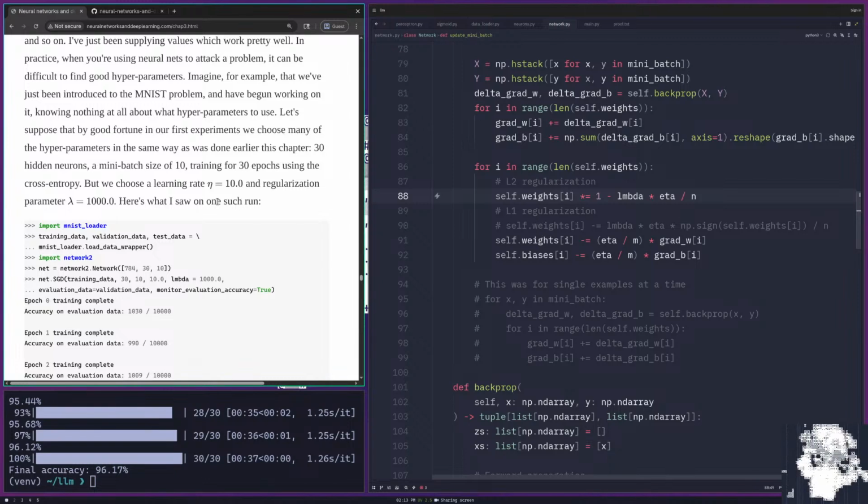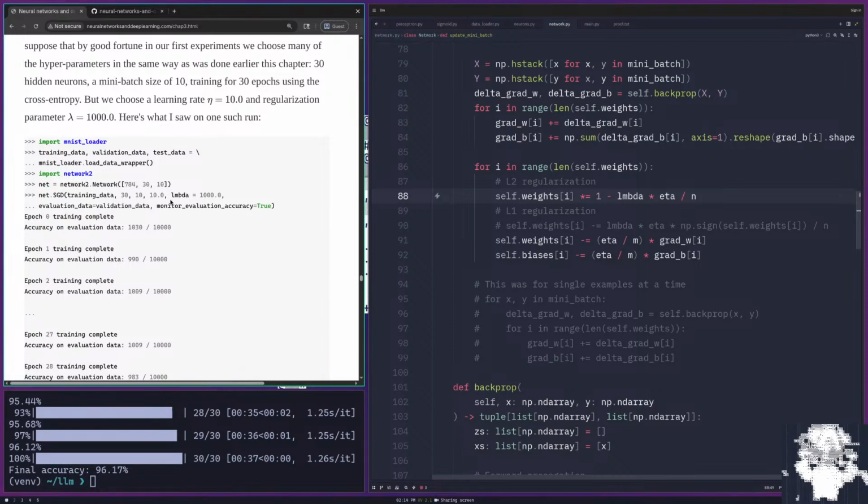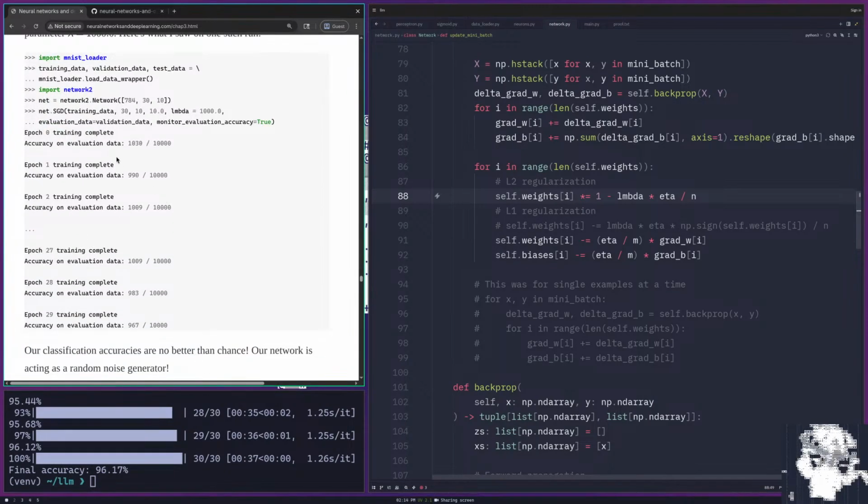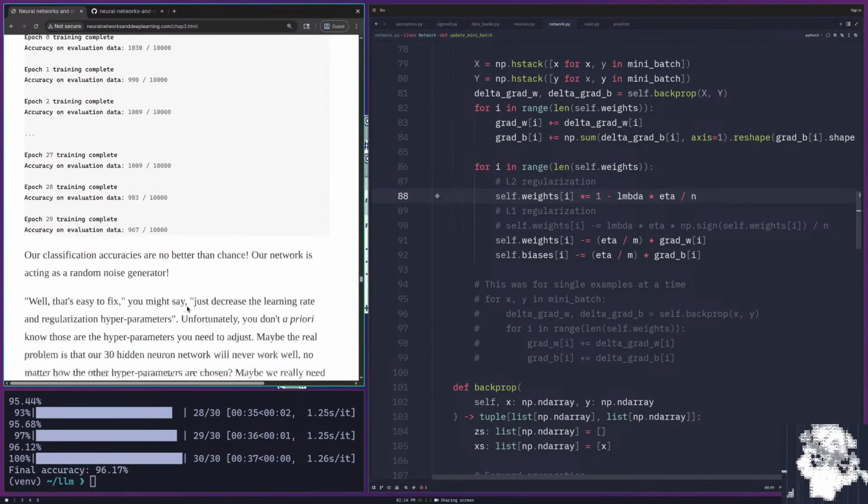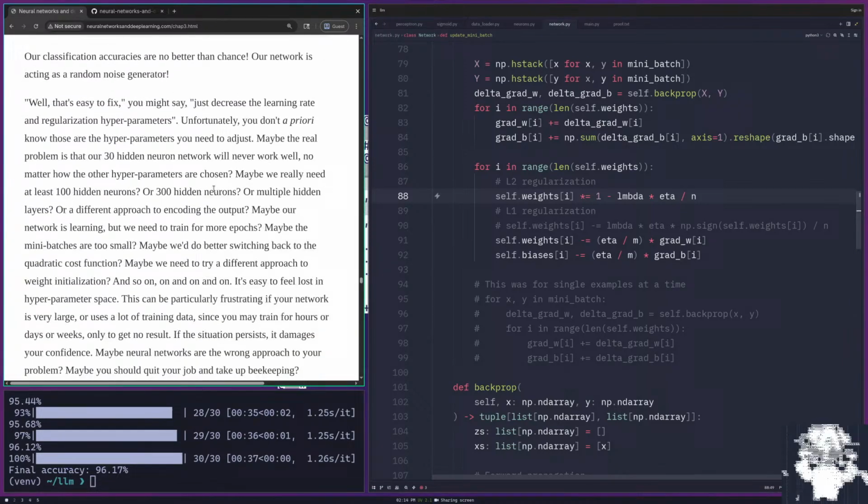Let's suppose that by good fortune, in our first experiments, we choose many of the hyperparameters in the same way as was done earlier in this chapter. 30 hidden neurons, mini batch size of 10, training for 30 epochs using cross entropy, but we choose a learning rate eta equals 10.0 and regularization parameter lambda equals 1000. Here's what I saw on one such run. So it never learns. Our classification accuracies are no better than chance. Our network is acting as a random noise generator.